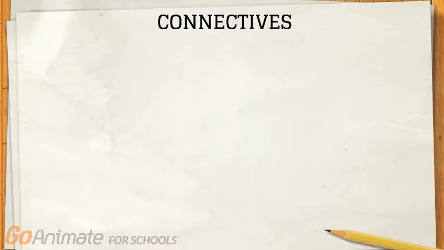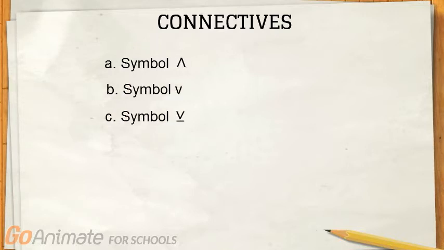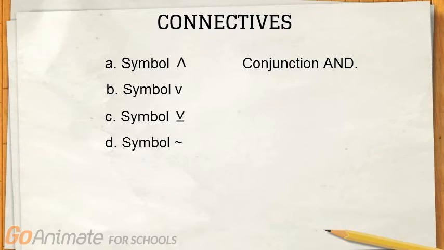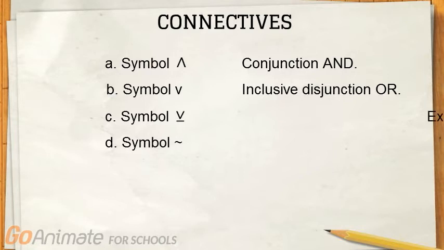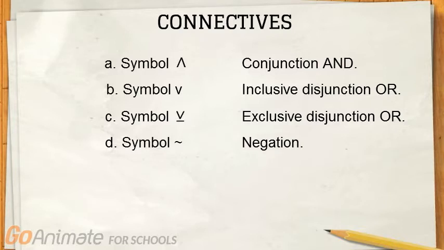Now, let's move on to another term in logic, known as connectives. Give your attention to the following symbols. As you can see here, there are four symbols which are labeled as A, B, C and D. These symbols are known as connectives. Symbol A is known as conjunction, symbol B is an inclusive disjunction, symbol C is an exclusive disjunction, and symbol D is a negation.